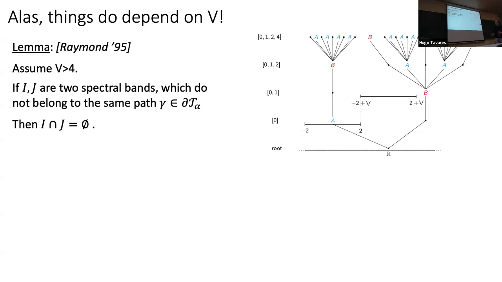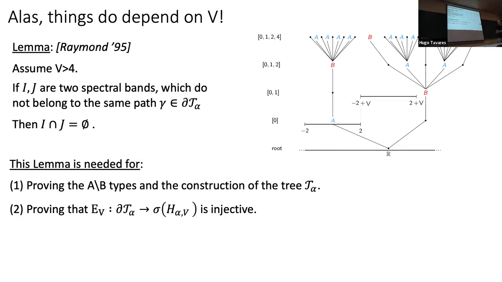Right. When V is greater than four, this is the really good work of Raymond from 95. If you have two spectral bands, I and J, which do not belong to the same path, so say one is here and one is here, then their intersection is the empty set, and you have no problem with injectivity. You know that the two paths are separated. So this you can show when V is greater than four. When V is smaller than four, this doesn't happen, and you need to use further tools.